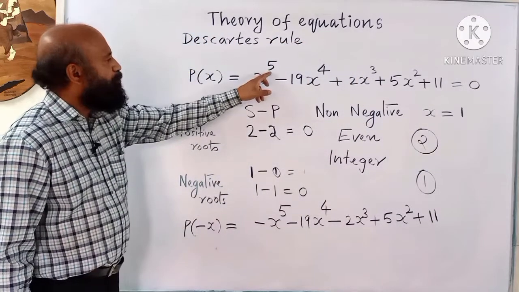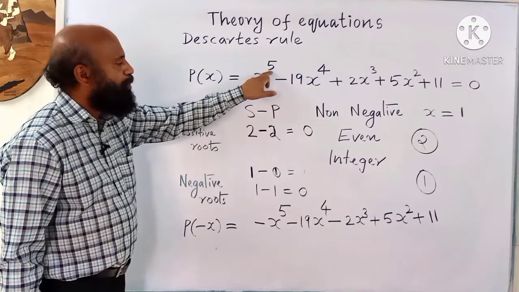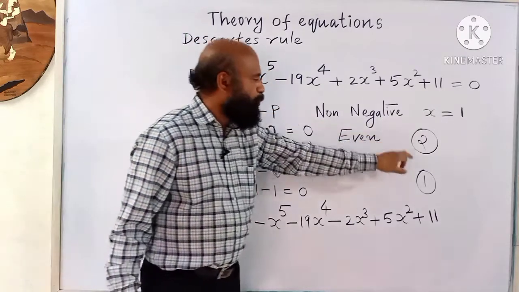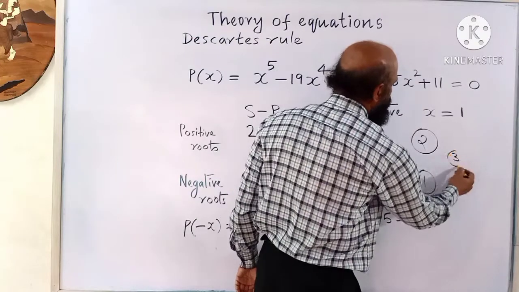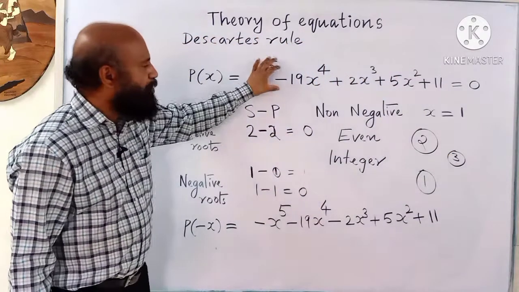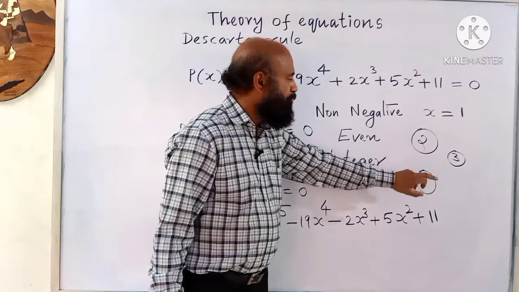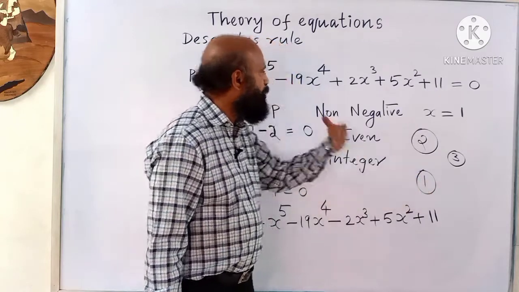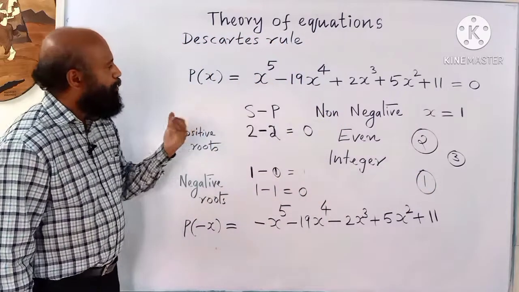Then it is a fifth degree polynomial equation. So 2 plus 1, 3. Then there will be 5 roots: 2 positive roots, 1 negative root, and the remaining will be imaginary roots.